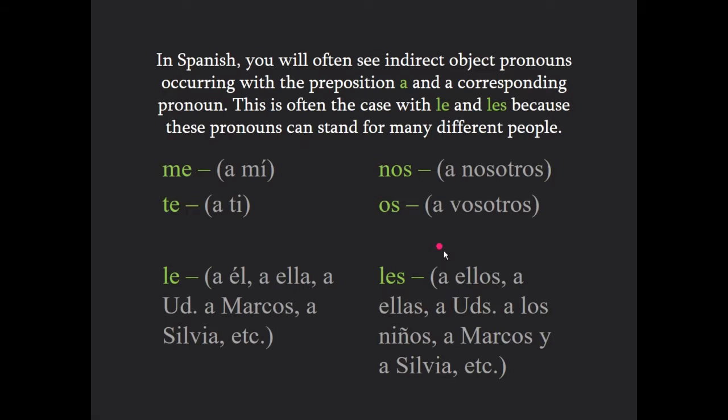Le and les on the bottom will more often be clarified with the preposition a and a pronoun, because sometimes you won't know if le means to him or to her. So oftentimes we will put a él or a ella or a usted, or even a and somebody's name at the end of the sentence to clarify who the le is. The same with les. Les can be clarified by putting a ellos, a ellas, a ustedes, a los niños. It could be a los estudiantes, anything to clarify who that is. And we'll see some examples of that later on.